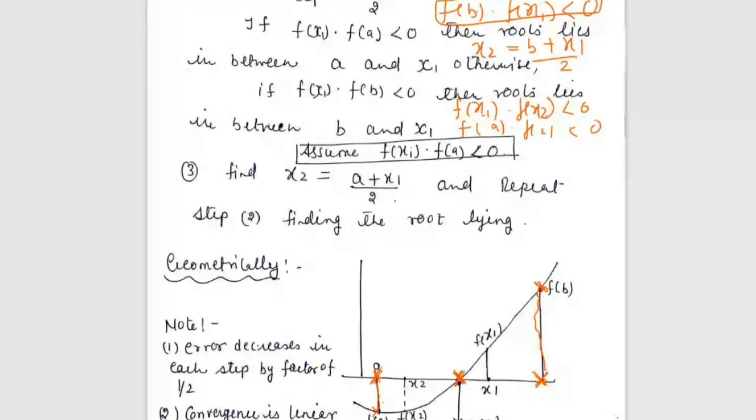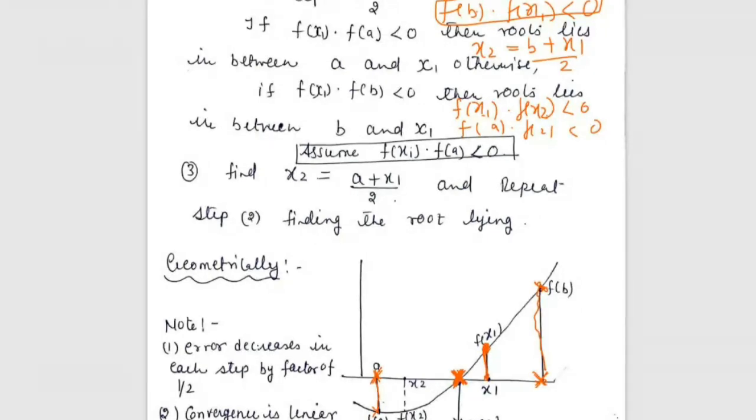Now the root is in between A and B, so we are supposing here is the root. This is your root. What we are doing, we are taking the mid value of it. First of all, you find the mid value. Suppose that mid value is your x1. You draw the perpendicular, which falls on the x-axis. So you say the root is lying between x1 and a.